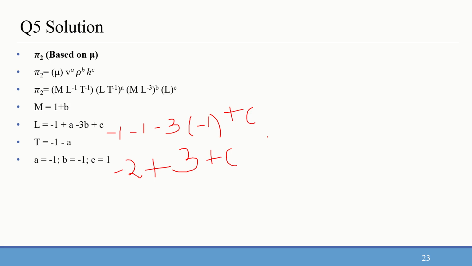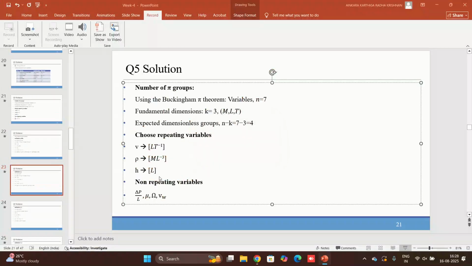C should be minus 1 actually. Yeah, so I wrote here correctly, mu v power minus 1, rho power minus 1, h power minus 1. So it becomes mu divided by rho vh. So it is mu by rho vh or rho vh by mu. So basically it is the Reynolds number. So it is a dimensionless number actually. I changed it. C is minus 1. I hope you all got that.